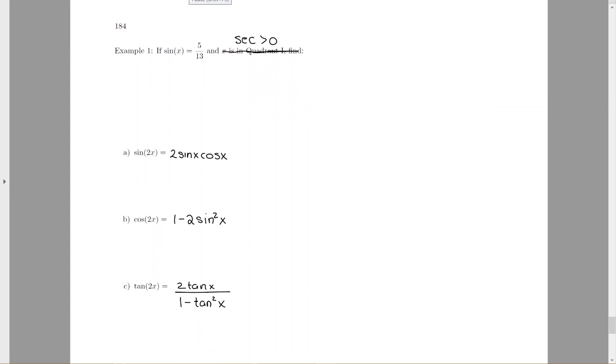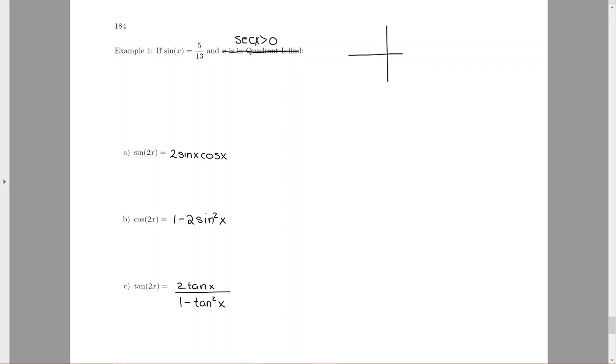For this next example, I changed the question up just a little bit. So I have sine x equals 5/13 and secant x is greater than 0. And this is what you're going to see on WebAssign, where they don't flat out tell you what quadrant it's in, but they give you an indication. It's kind of like what we did before exam 3, where you've got to figure out what quadrant you're in. So sine is positive.